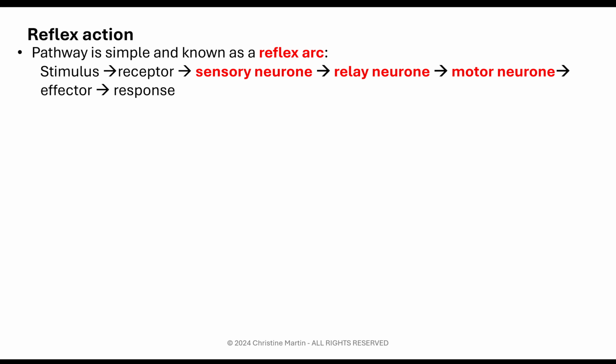So what do we need to understand? Well, the pathway is really simple if it is known as a reflex arc. So if we are talking about a stimulus being detected by a receptor, going through a sensory neuron and a relay neuron, a motor neuron to the effector, and then the response being carried out, this very simple pathway is known as a reflex arc.